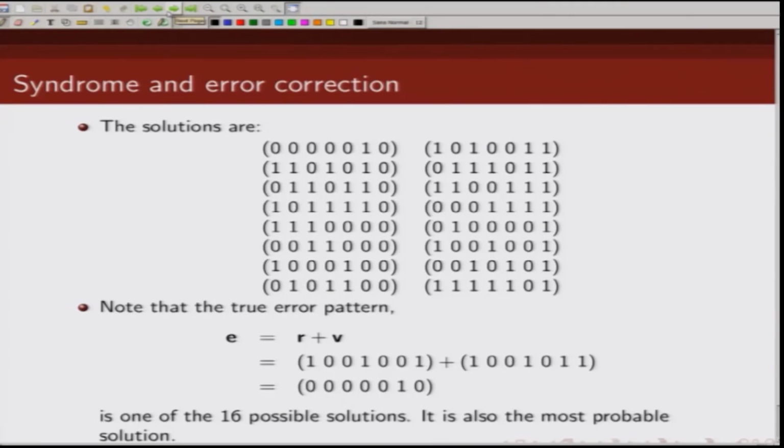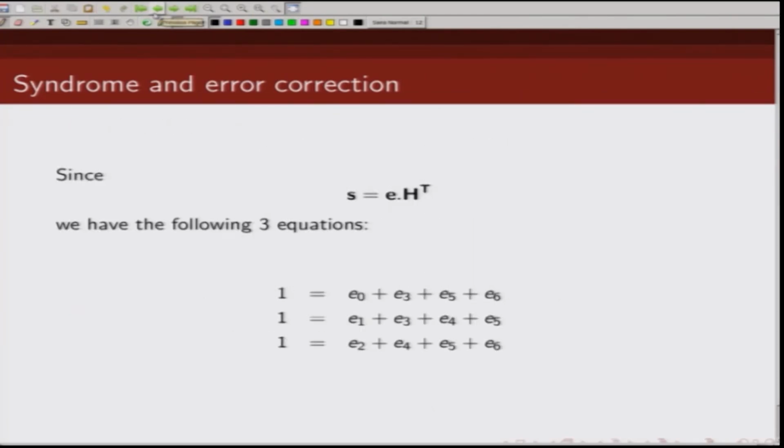So, to recap, when we want to do error correction, we need to solve these syndrome equations. There are n minus k equations, but there will be n unknowns. So, this will have 2^k solutions, and we will have to pick the most probable solution from this set of 2^k solutions.